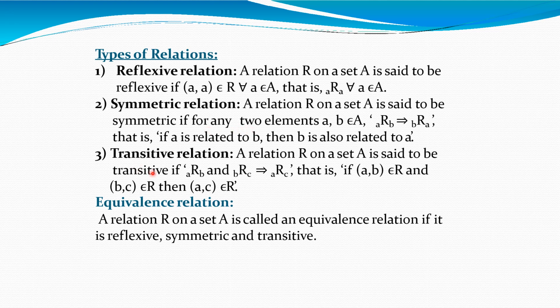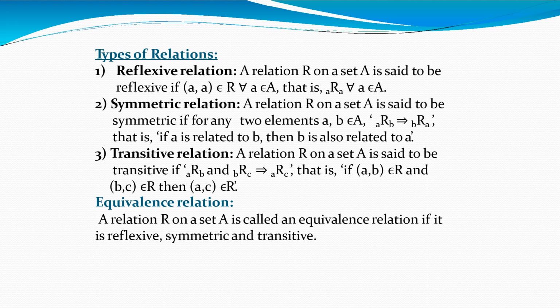Now the third relation is transitive relation. A relation R on a set A is said to be transitive if a R b and b R c implies a R c. That means if a is related to b and b is related to c, then in that case a must be related to c. In other words, if we are writing the relation in terms of ordered pairs, then whenever (a, b) is present in R and (b, c) is present in R, then in that case the ordered pair (a, c) must be present in R.